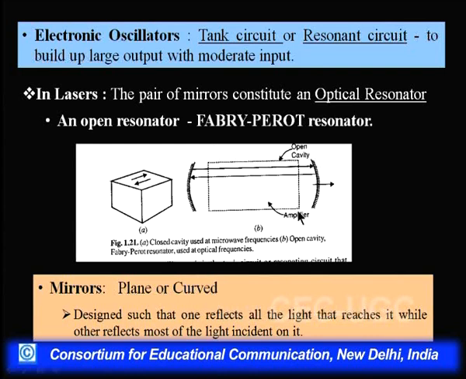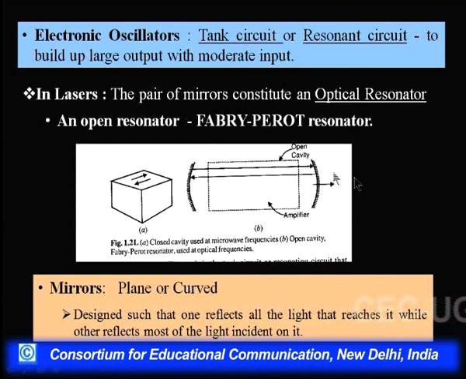Here the electron oscillators form a tank circuit, or a resonant circuit, to build up a large output with a moderate input. In the laser, the pair of mirrors constitutes an optical resonator, which is the Fabry-Perot resonator, and this is defined with this diagram.